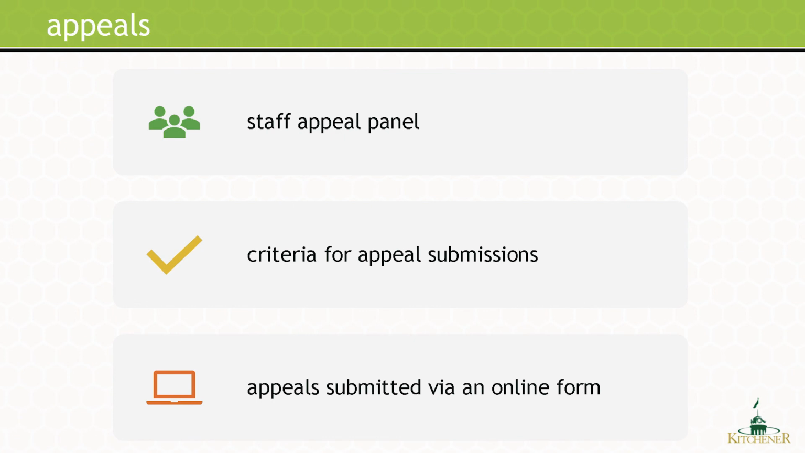There is a process in place for groups that would like to appeal the recommendation of the Peer and Staff Review Committee. A panel made up of the directors who oversee the areas of special events and festivals, arts and creative industries, community support and development, plus sport and recreation, assess appeals. Groups submit appeals using an online form, and there are established criteria for appeal submissions that they must meet.